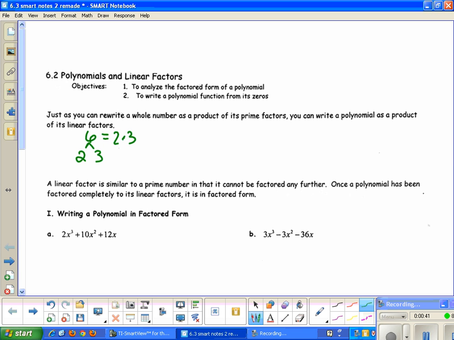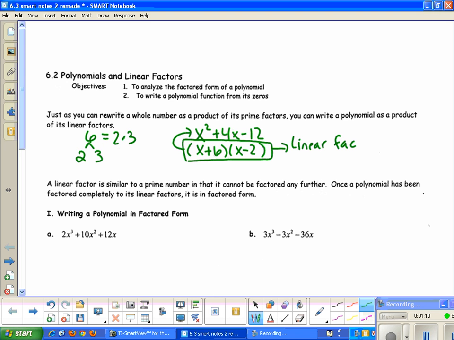So remember, polynomial equations have variables in them normally, so this would be x squared plus 4x minus 12. If this is our polynomial equation, then I can factor this into x plus 6 times x minus 2. And if we multiply this together by foiling or boxing, we would get our original equation. These are called linear factors because the degree of each of these binomial terms separately is degree 1.